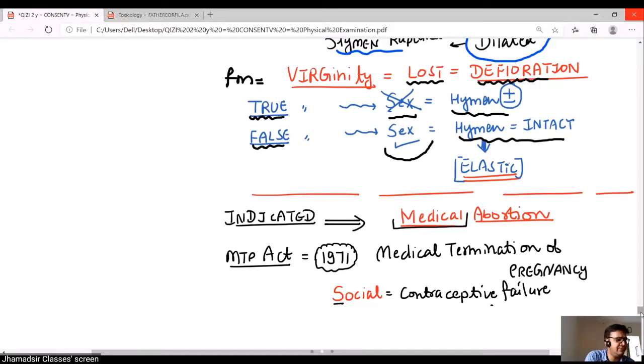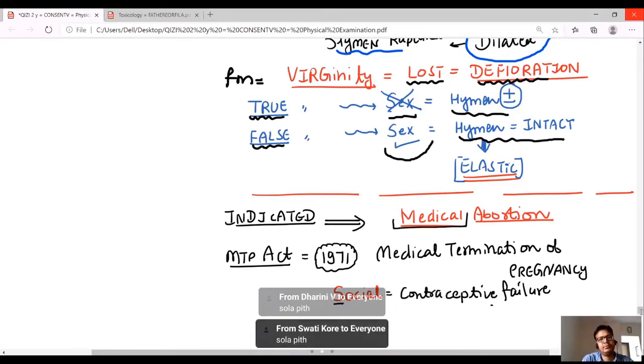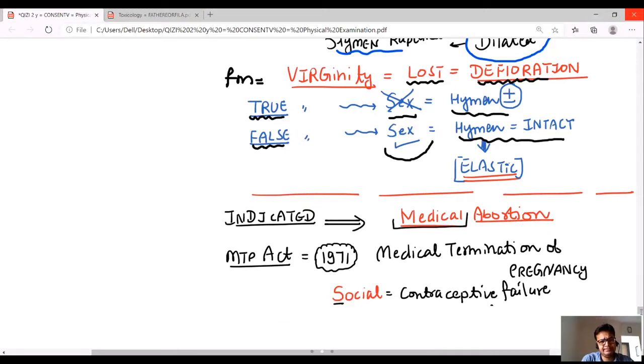Now, sir, write down MCQ. Which plant stem do prostitutes generally use to insert to dilate the vagina? What is the name of that plant stem? Yes, solapith. Virginity is lost. What is this known as? Defloration.